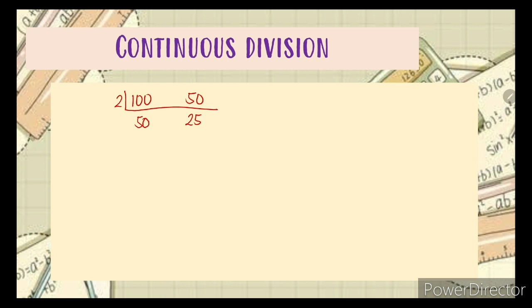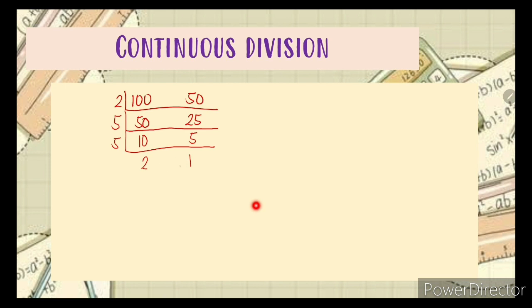Prime number na ba sila? Okay, hindi pa. So, pwede pa natin silang i-divide kanino? Sa prime number, which is 5. 50 divided by 5 is equal to 10. 25 divided by 5 is equal to 5. Okay, si 10 saka 5, pwede pa natin ba silang i-divide? Okay, pwede pa natin silang i-divide kay 5. 10 divided by 5 is 2. 5 divided by 5 is 1.